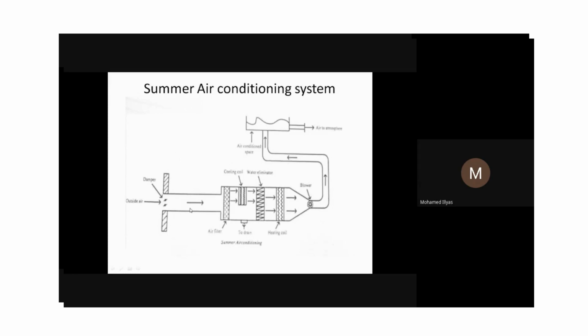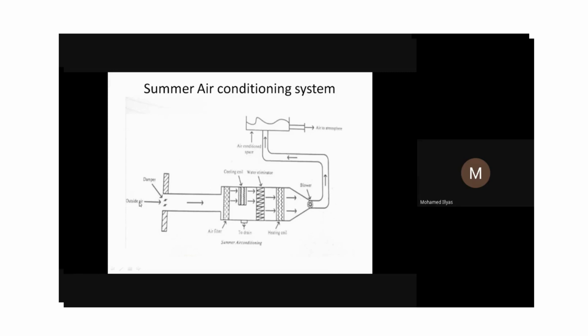Because of that, there will be a huge temperature drop, and immediately we'll get a cooling effect here. The summer air conditioning system mainly consists of an air filter, a cooling coil, and water eliminator, and the heating coil. These are the major equipments, in addition to the blower and the corresponding duct.